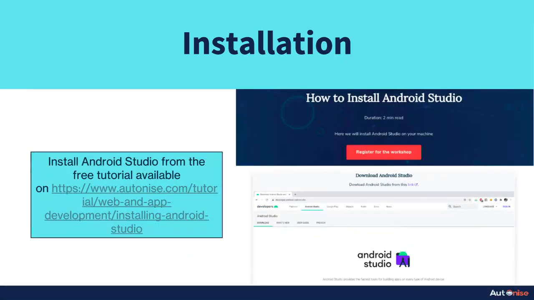So next thing which we need is to install Android Studio. You can do this from our website, from the Autonice website. There's a free tutorial on how to install Android Studio. In whatever OS you are, you can install it on macOS or on Windows. So let's have a slight look at our installation process.